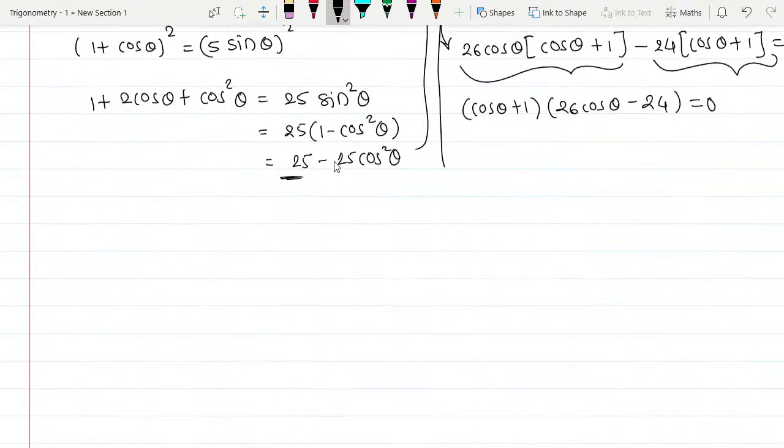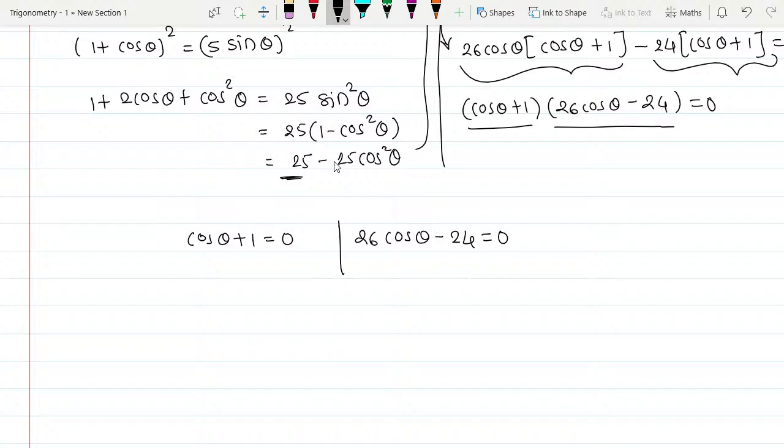Now again we can see the product of these two is equal to 0, so I can say either cos theta plus 1 is equal to 0, or 26 cos theta minus 24 is equal to 0. So from here, cos theta becomes -1, and from here cos theta is equal to 24 by 26, which is nothing but 12 by 13. Okay, divide by 2 on both sides.